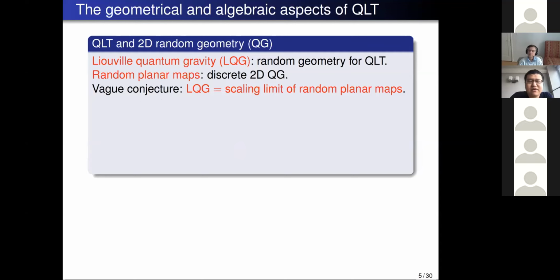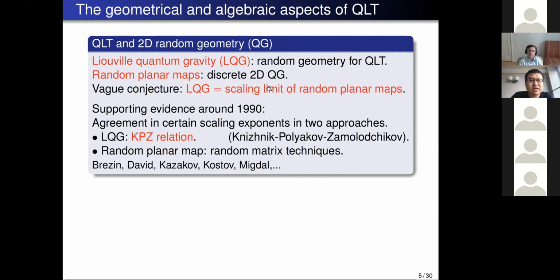Back in the 1980s, this conjecture remained vague because the notion of this random geometry was not really well defined. Nevertheless, there is some very strong supporting evidence for this conjecture because people find agreement in certain scaling exponents in these two approaches. In the LQG direction, there is something called the Knizhnik-Polyakov-Zamolodchikov relation. And on the random planar map side, there are some random matrix techniques. And in any scenario where the exponent can be computed on both sides, they agree.